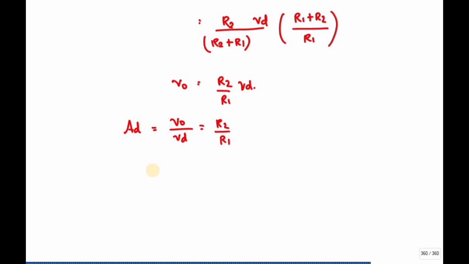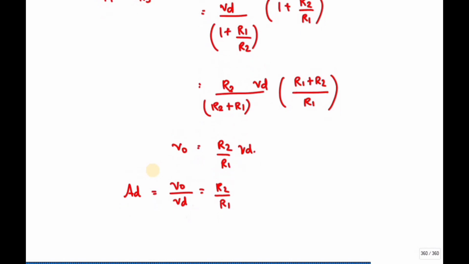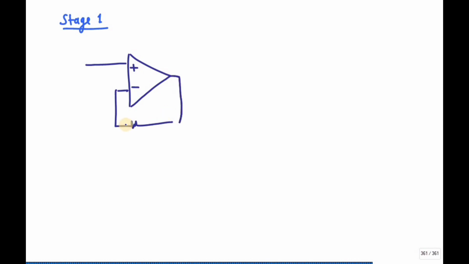Now let us discuss the voltage follower. On the stage 1, you have a voltage follower circuit. This is how the circuit looks like.